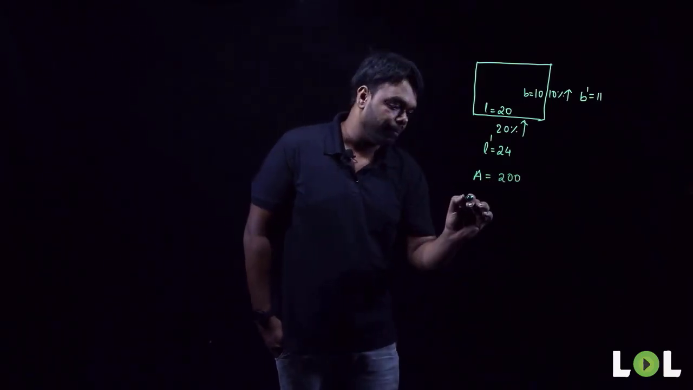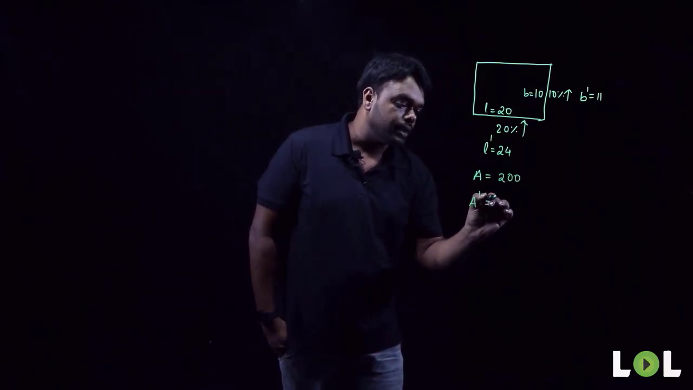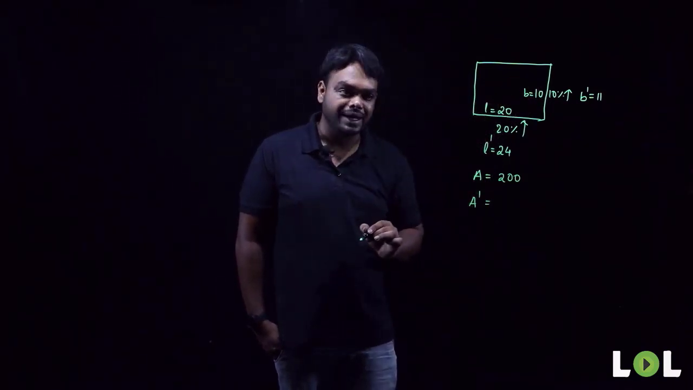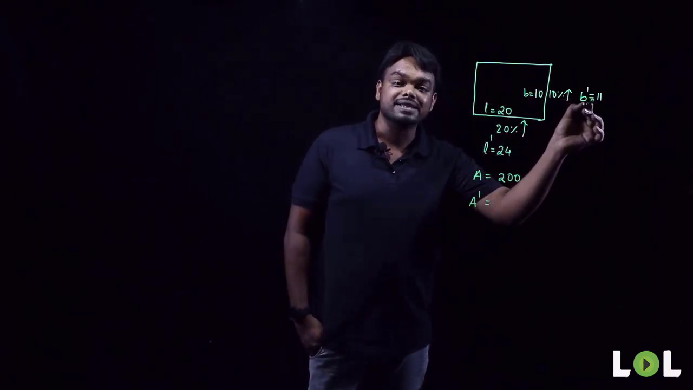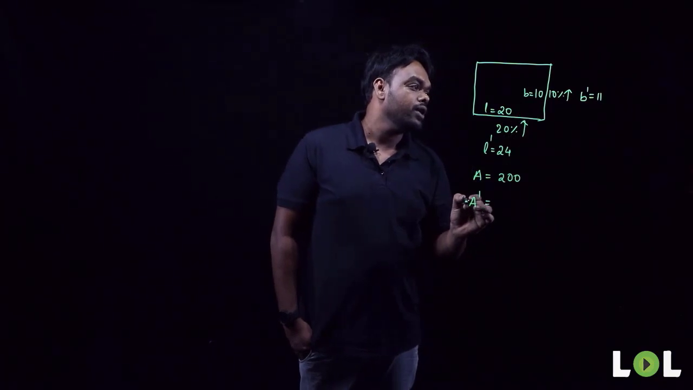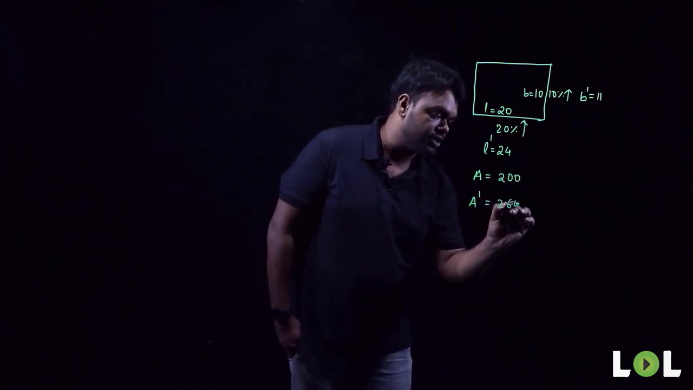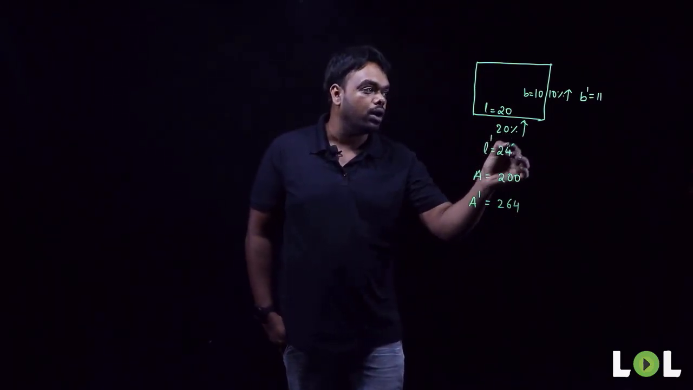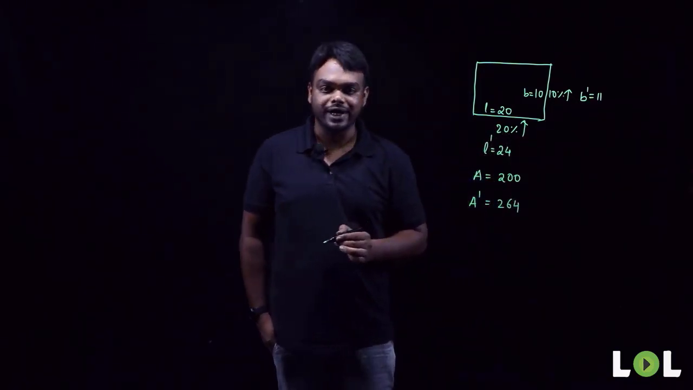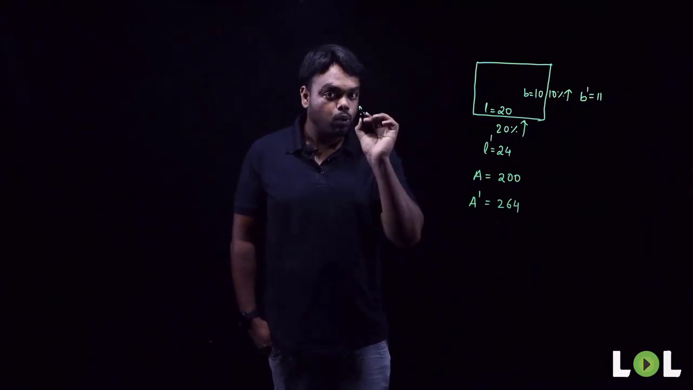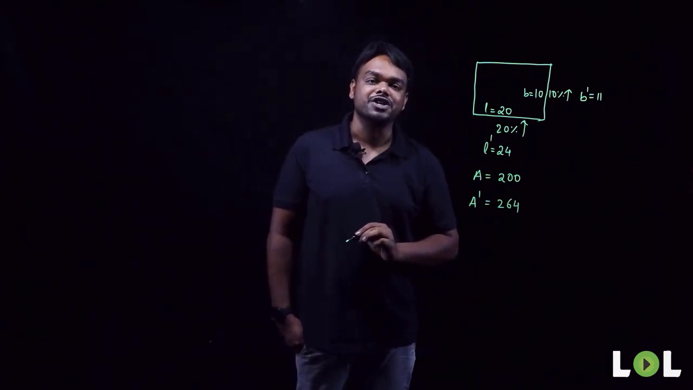Now the new area, after the increase in the length and breadth, length is 24 and breadth is 11. If you multiply both of them, we should get 220 plus 44, that is 264. 24 into 11 gives us 264. This is the new area. But what do we want? Percentage change in the area.